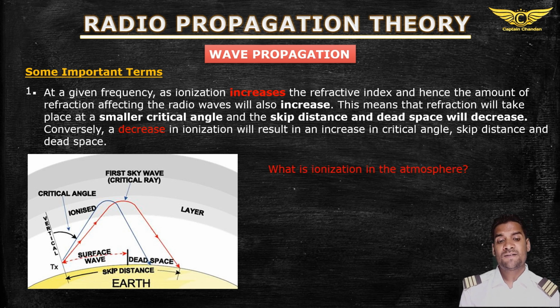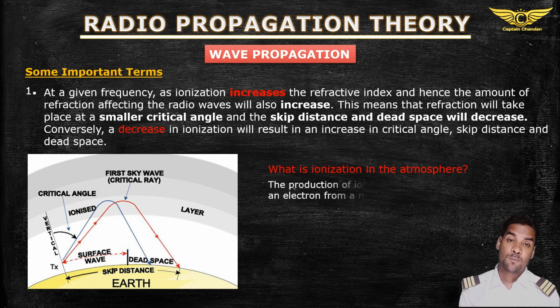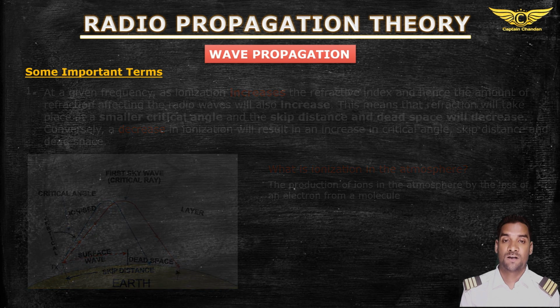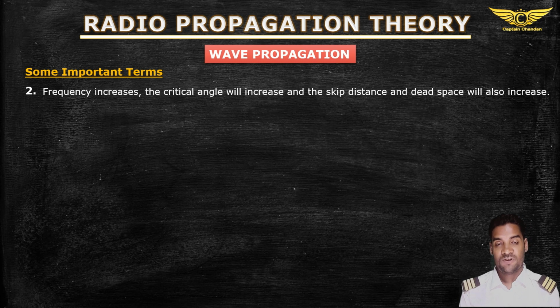So, what is ionization in the atmosphere? The production of ions in the atmosphere by the loss of an electron from a molecule is called ionization, and this happens because of solar radiation. This is not so important but good to know.